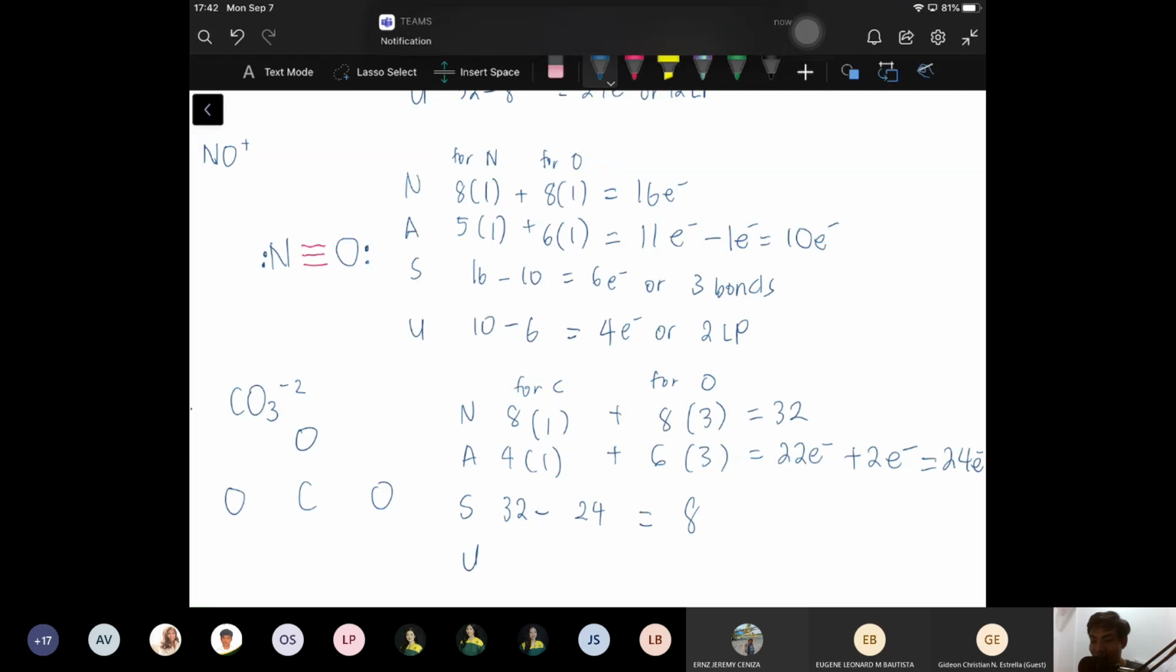Pag ganito mga bagay, addition, subtraction, parang hirap, di ba? Pero pag nag-calculus ka, mas madali, di ba? Ewan ko ba sa mundo.